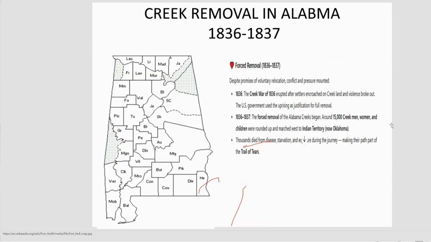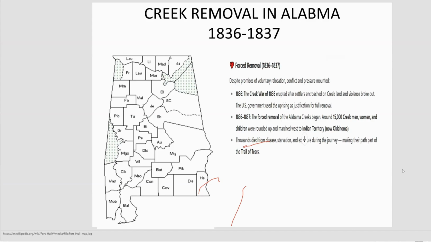There were other censuses that were taken as well. So now we're at 1836. Lucy still did her fight. She's pushing into 1833, and now they're getting sick and tired because these people won't leave. So despite promises of voluntary relocation, conflict and pressure mounted. The Creek War of 1836 erupted. The U.S. government used the uprising as justification for full removal, and the forced removal occurred 1836 to 1838. 15,000 Creek men, women, and children were rounded up and marched west to Oklahoma.